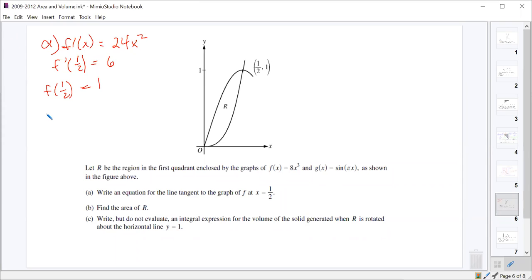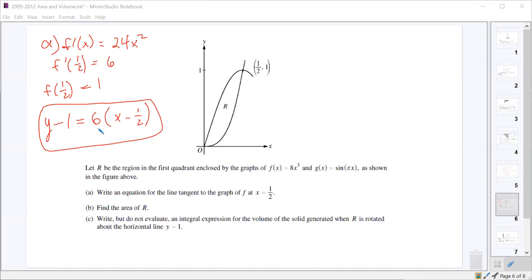So all we have to do is go in and write our equation. y minus our y value equals m times x minus our x value. Easy enough? Yeah. Cool. That part of this question was worth 2 points. So 1 point for getting the actual equation here and 1 point for getting the value of f prime of 1/2. All good? Everyone good?